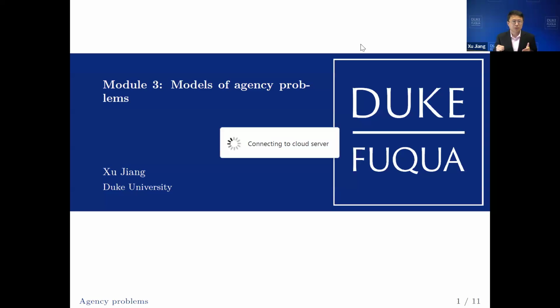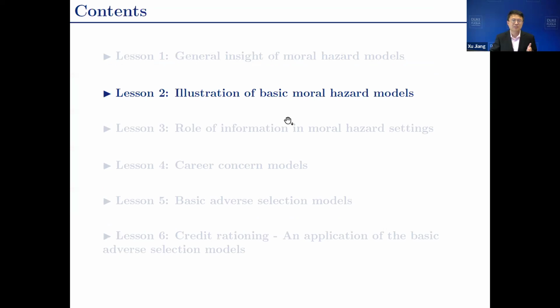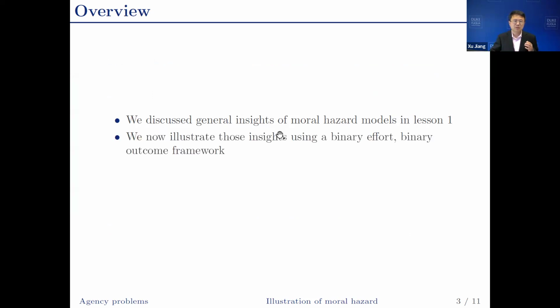Hello, everybody. In Module 3, I discuss models of agency problems. Module 3 has 6 lessons. Today, we're focused on Lesson 2. I'm going to use simple models to illustrate insights of basic moral hazard models. In the previous lesson, we discussed the general insights of moral hazard models from a big picture perspective. In this lesson, we're going to illustrate those insights using a binary effort, binary outcome framework.